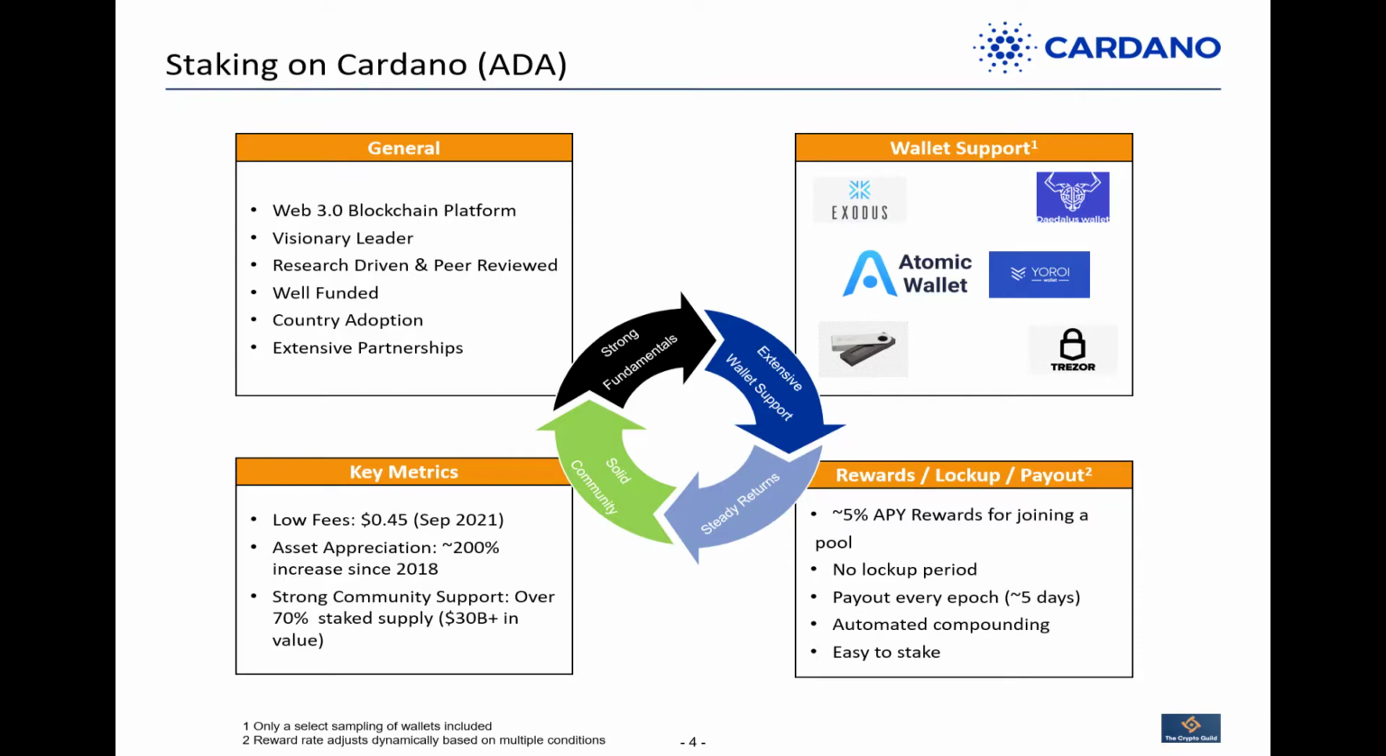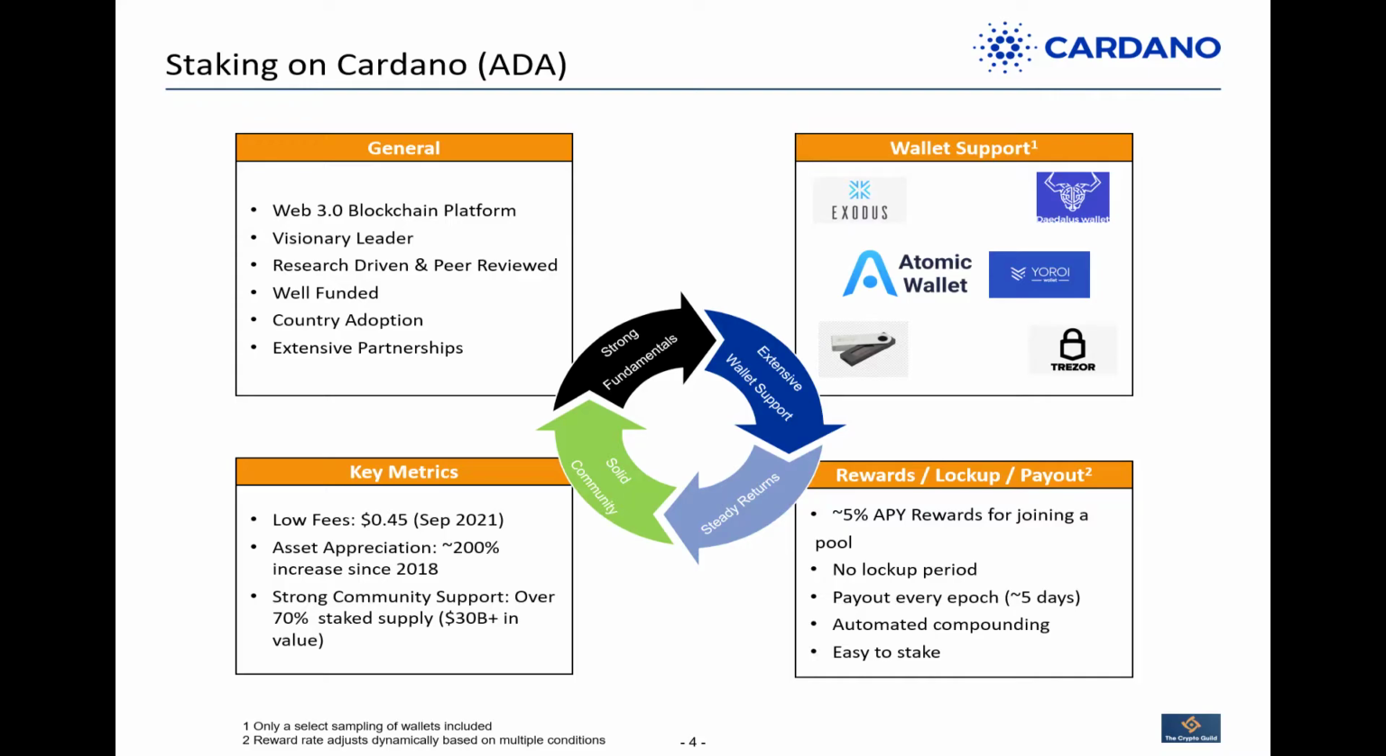So your rewards automatically start to compound along with your original principal delegated stake, and the overall complexity is generally easy. Now, Cardano also has a really strong and solid community. They have low fees on their platform. It's only about 45 cents as of September 2021.